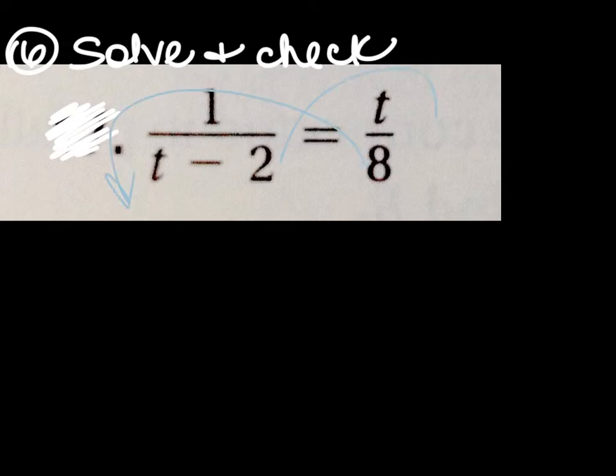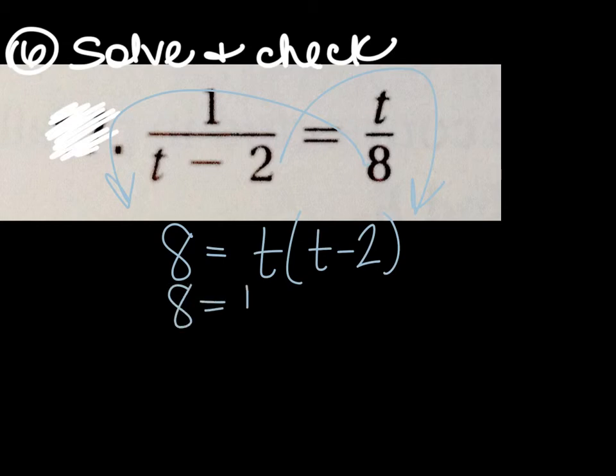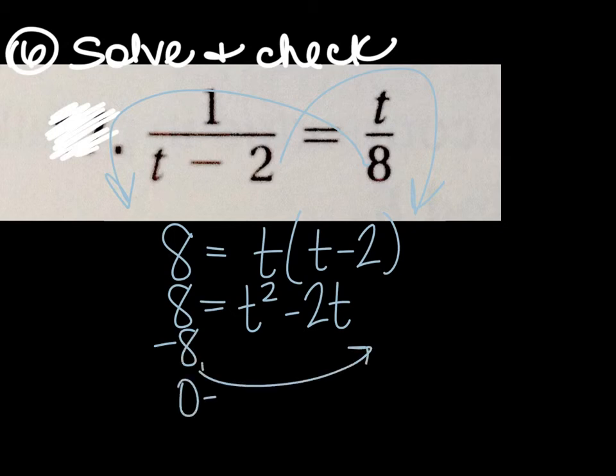All right, number 7 is also a proportion. You're going to find the cross product. And you get 8 equals t times t minus 2. So 8 equals t squared minus 2t. Now, when you have more than one variable term, like t squared and t, your first step is always going to be to try to solve for 0, which means you're going to move everything over, and you get 0 equals t squared minus 2t minus 8. Then you want to factor, because you know that if you multiply two things to get 0, one or both of them must be 0.